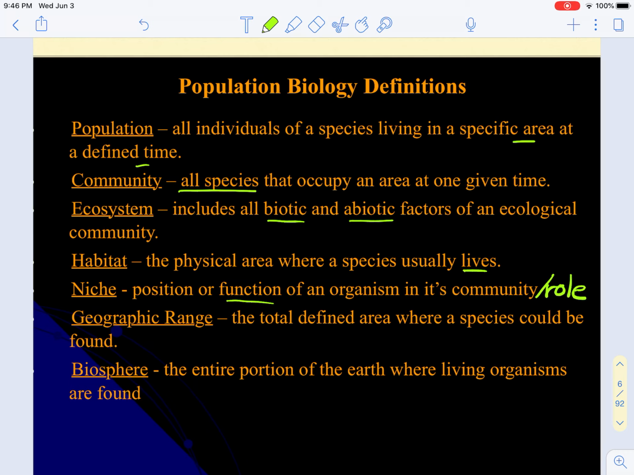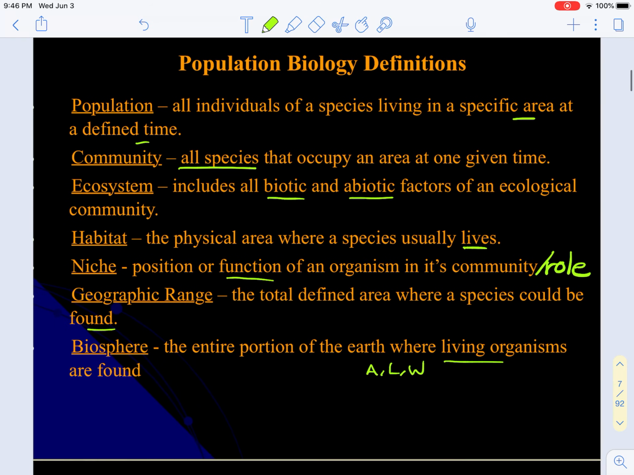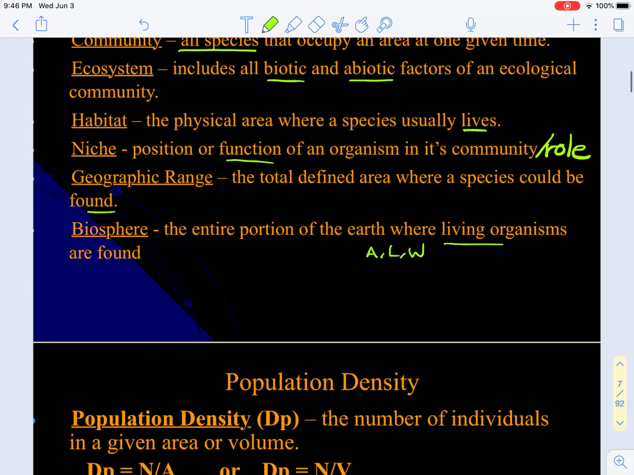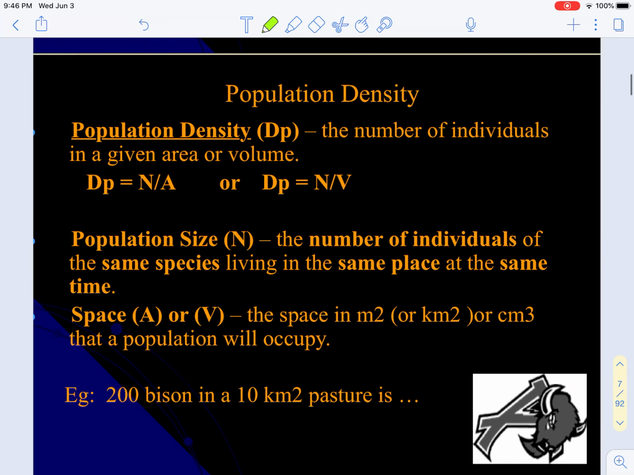Habitat, where they live. Niche, their function or role in the community. The range is where they would be found on the globe. And biosphere is everywhere living organisms are found on Earth, including the air, land, and water that has organisms in it.